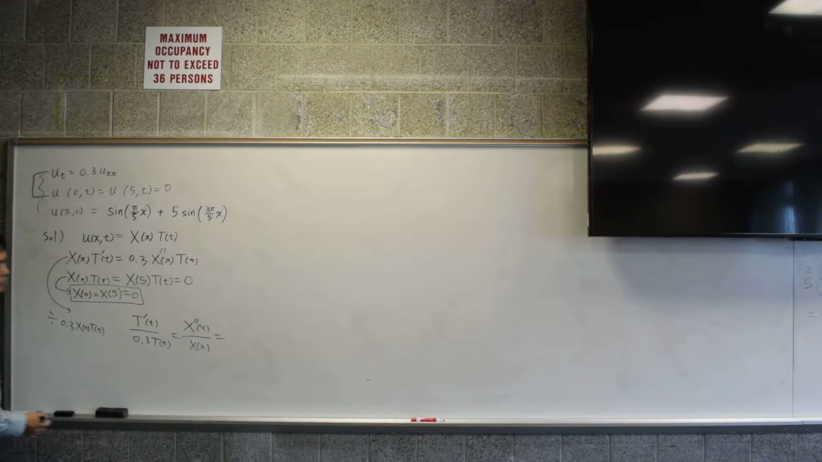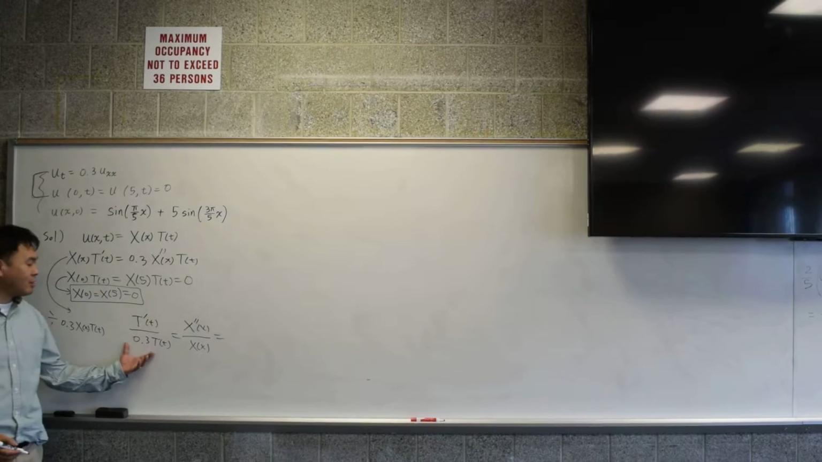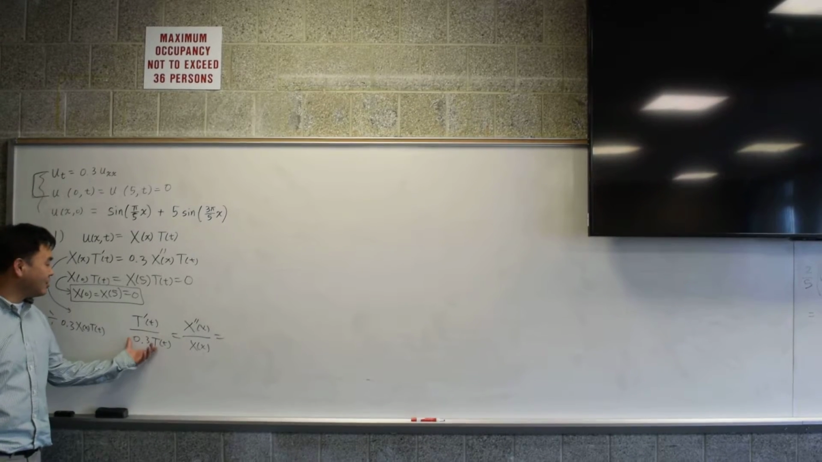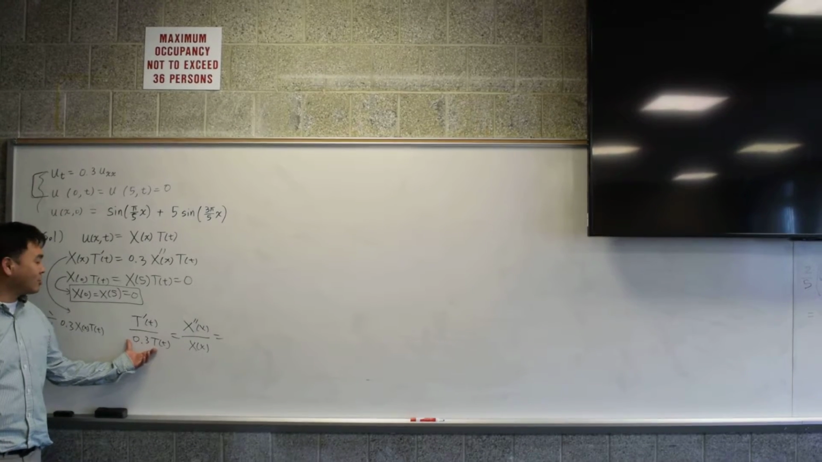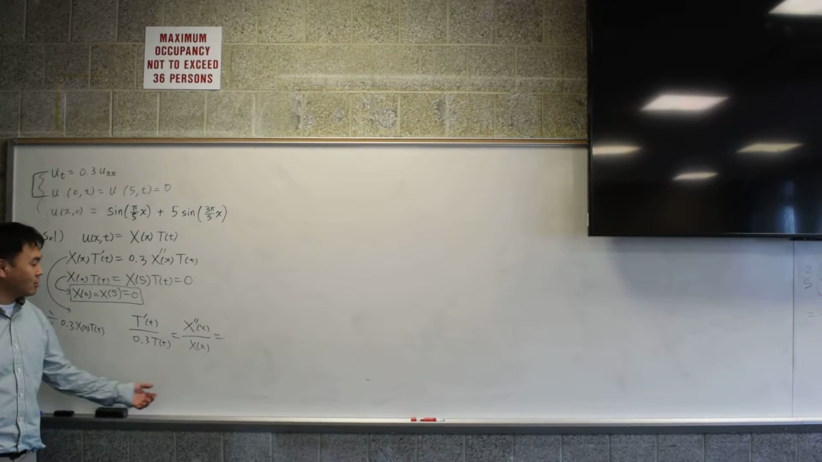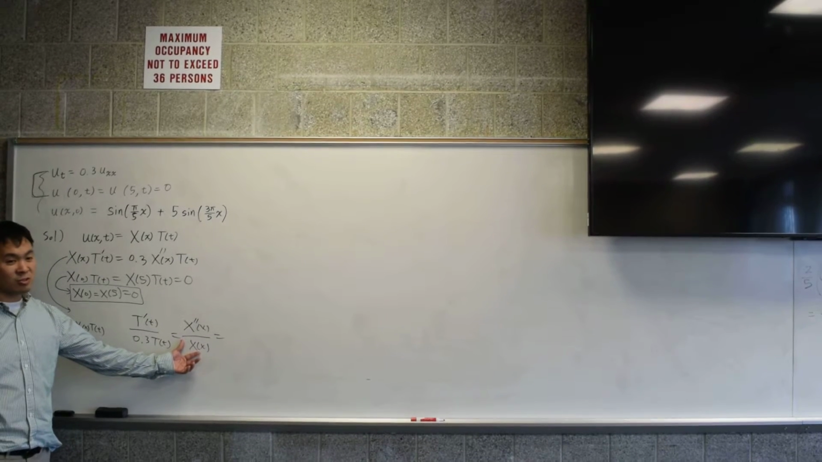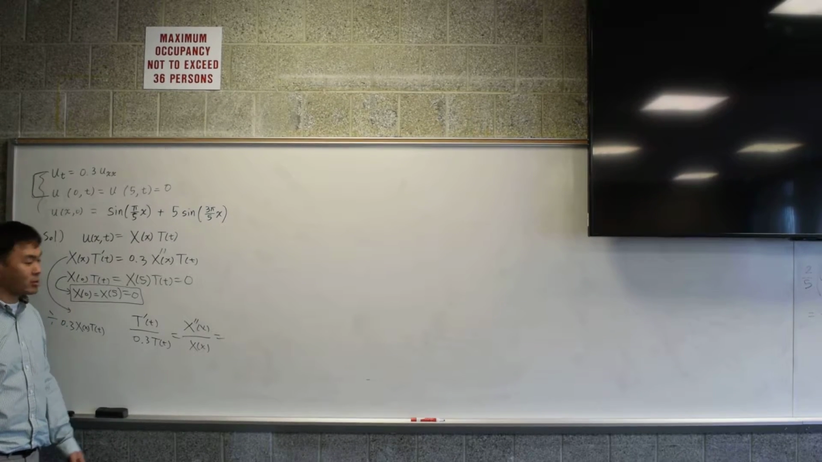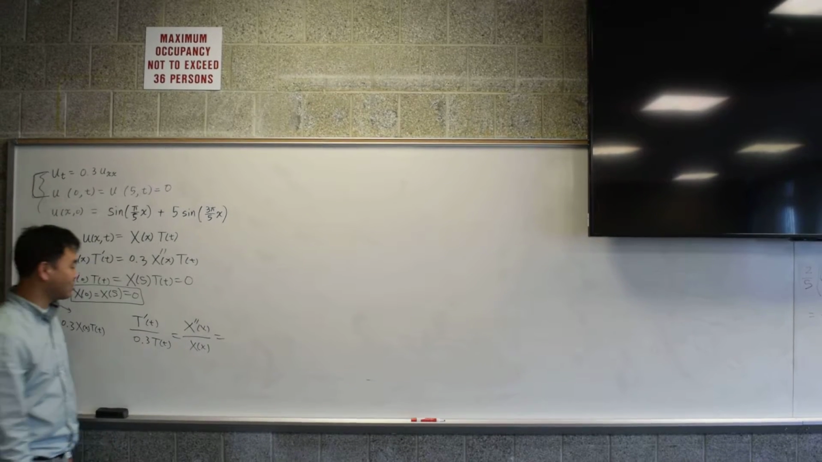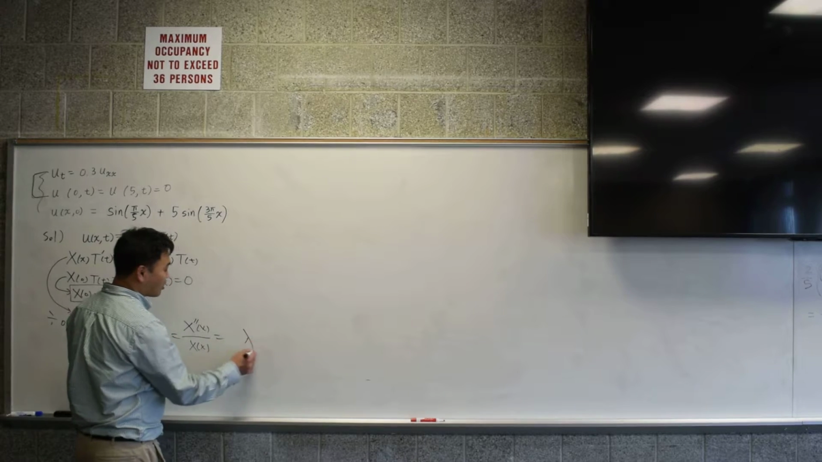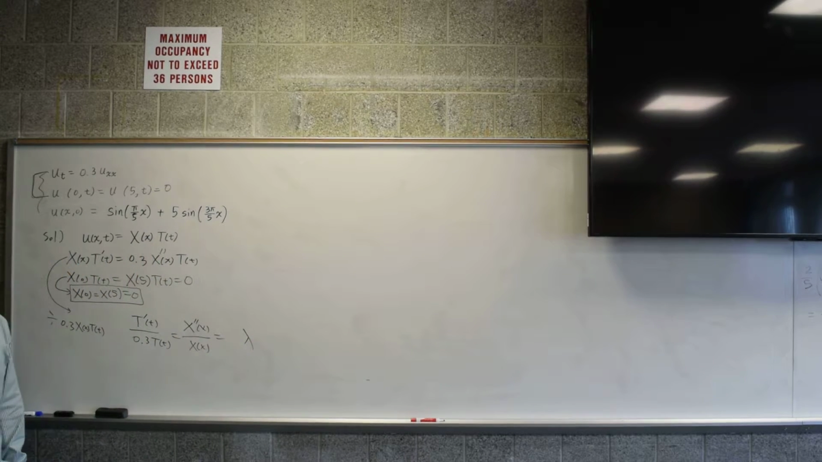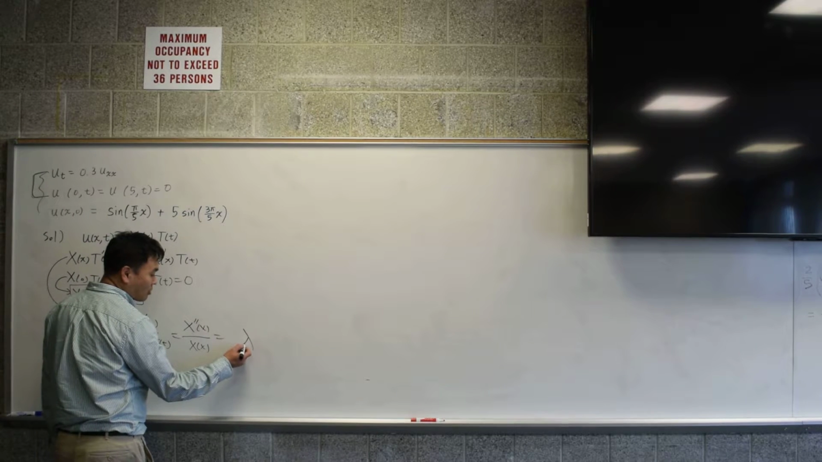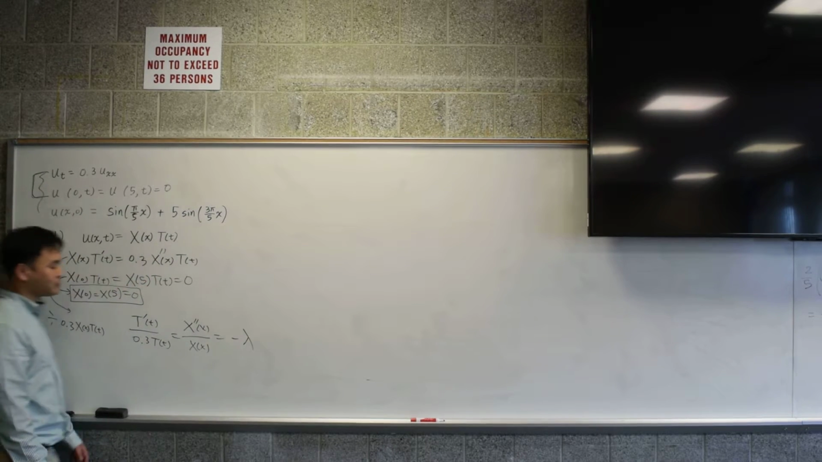And because one side says it's a function of t, and the other side says it's a function of x, this side says whatever that function is, it has nothing to do with x, right? This side says whatever this function is, it has nothing to do with t. And what's a function that has nothing to do with t or x? That's a constant function, right? So we know that it's a constant. Usually people use lambda for that constant. And for some reason, instead of calling it lambda, we're going to call it negative lambda.